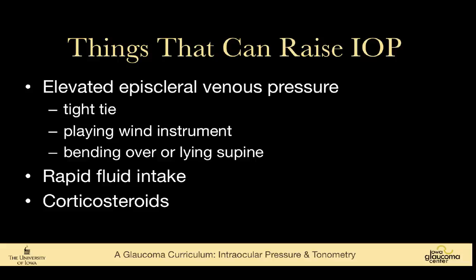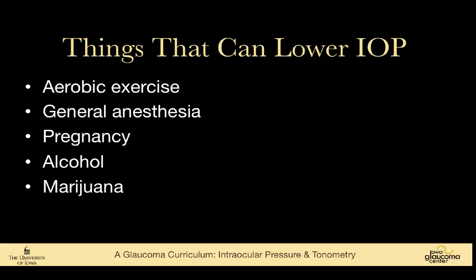We all know that corticosteroids can, over the long haul, elevate intraocular pressure. There are things that can artificially lower the intraocular pressure. Extensive aerobic exercise can cause the pressure to go down transiently. General anesthesia, so this is important for babies who are having examinations under anesthesia, that we need to check the pressure before the anesthetic lowers their intraocular pressure.